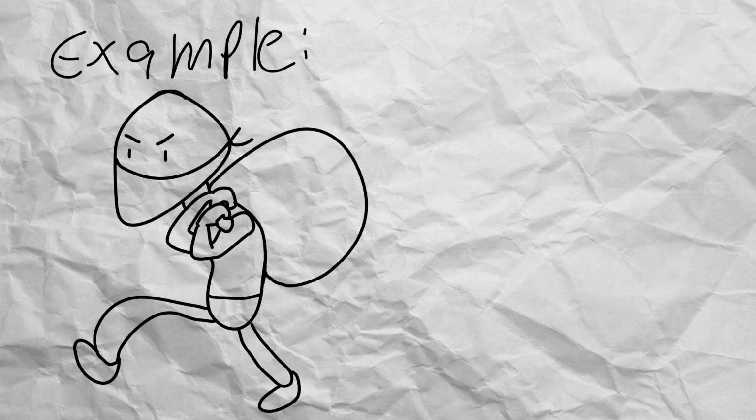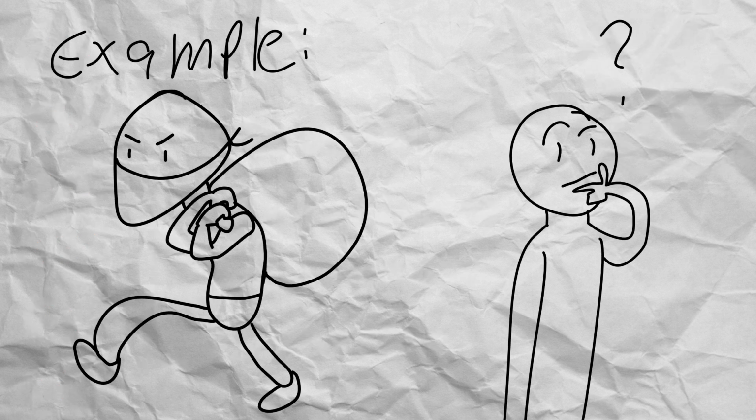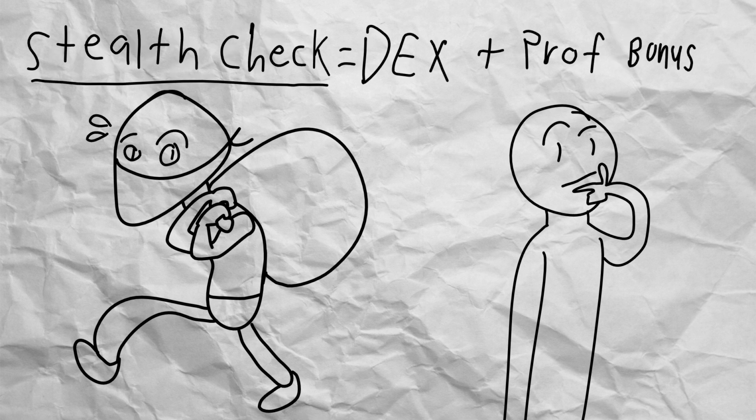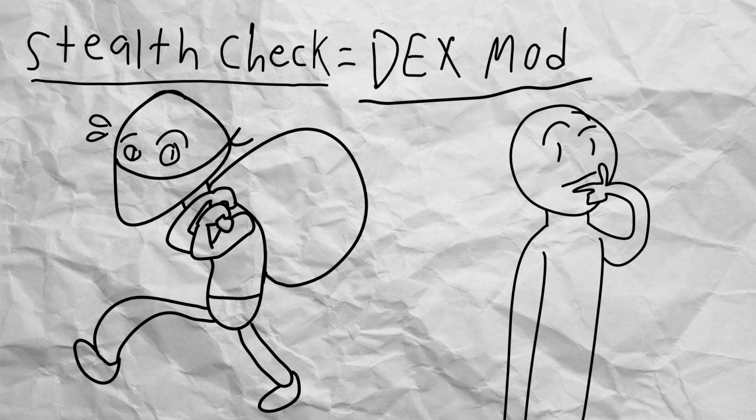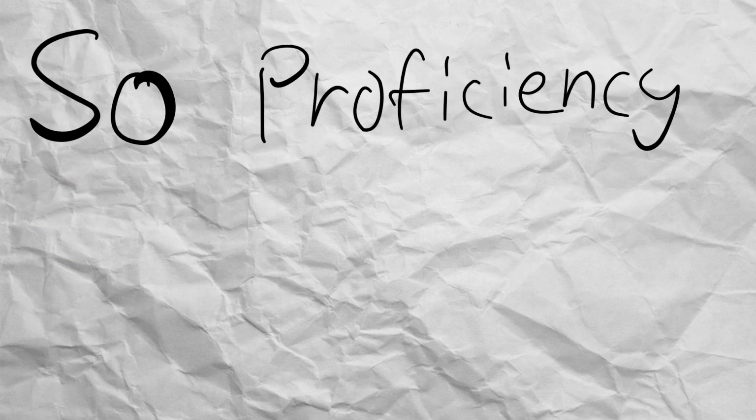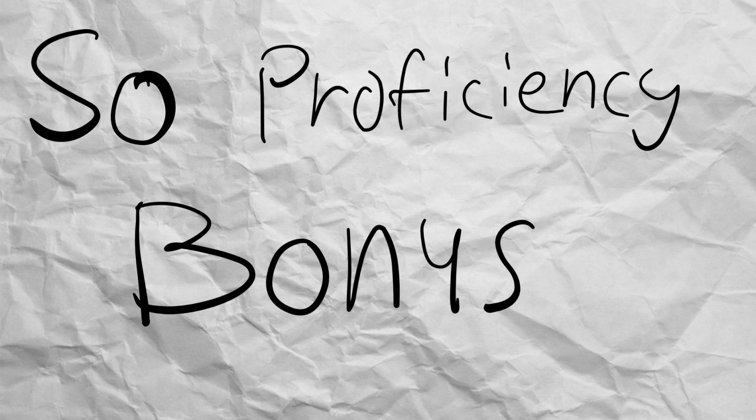An example of skills being used is when you are trying to sneak around and your DM requires a stealth check, which is usually your dexterity plus proficiency bonus if you have proficiency in that skill. If you do not have proficiency in that skill, then you simply roll with your ability score modifier that the skill is connected with, and that's it. So I mentioned proficiency, but what is a proficiency bonus or modifier?